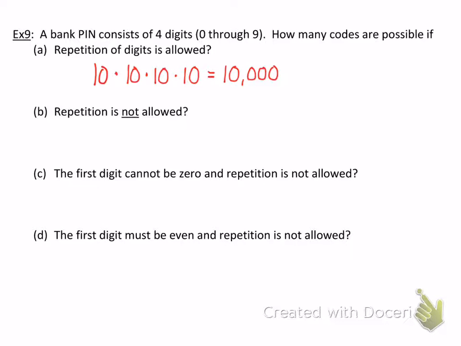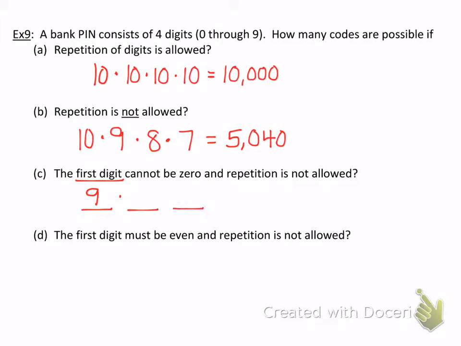Now, if repetition is not allowed, that means I have 10 to choose from for the first one, but if I can't repeat whatever digit that is, I only have 9 to choose from. If I can't repeat any of those, I have 8 and then 7. Then it says the first digit can't be 0 and repetition is not allowed. So if the first digit can't be 0, then that first one only has 9 to choose from. Now the second one, we can't repeat, so the first one is any number but 0, but then we get 0 back. So we have 9 again, and then 8, and then 7.